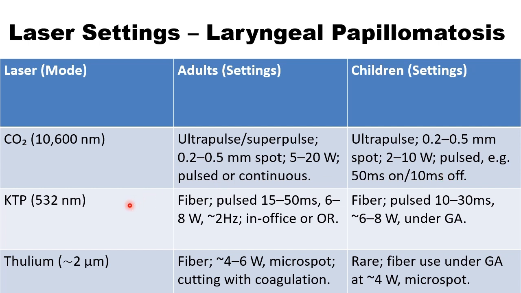If KTP is used in adults, it can be used either in the office or in the operating theater with 6 to 8 watts and a pulse mode of 15 to 50 milliseconds. A lower pulse duration would be used in children, with power between 6 and 8 watts, and then under general anesthesia, because children would not tolerate it in the office. Thulium is rarely used, but the very few reports show that it was used in adults in theater with small power and a microspot, cutting with coagulation.